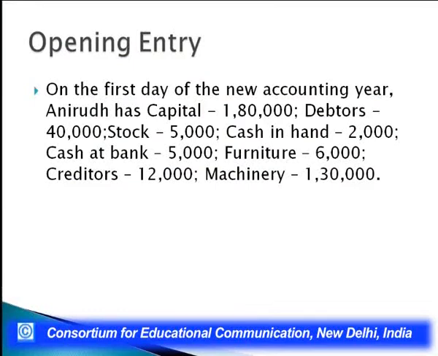So let's take this example which says, on the first day of the new accounting year, Anirudh has capital of 1,80,000, debtors 40,000, stock 5,000, cash in hand 2,000, cash at bank 5,000, we have furniture 6,000, we have creditors 12,000 and we have machinery 1,30,000. So I would want you to kindly note down these values. It will help you to understand opening entry easily, which I am going to show you in the form of a solution on the next slide, but it will be better to note down these values.